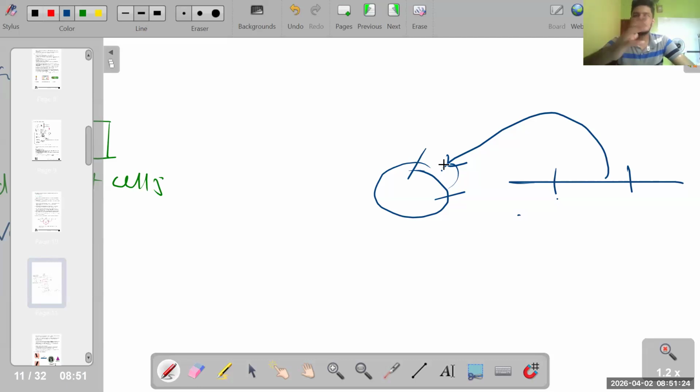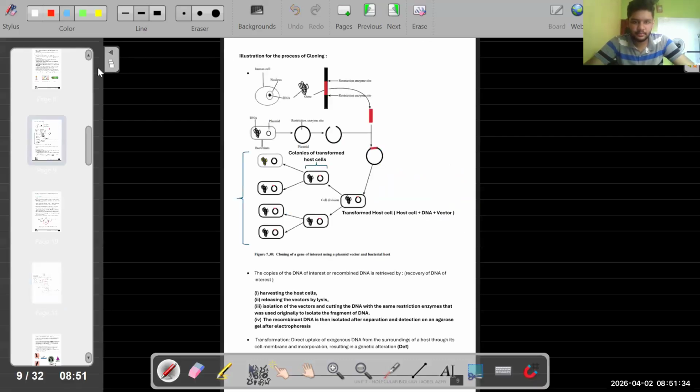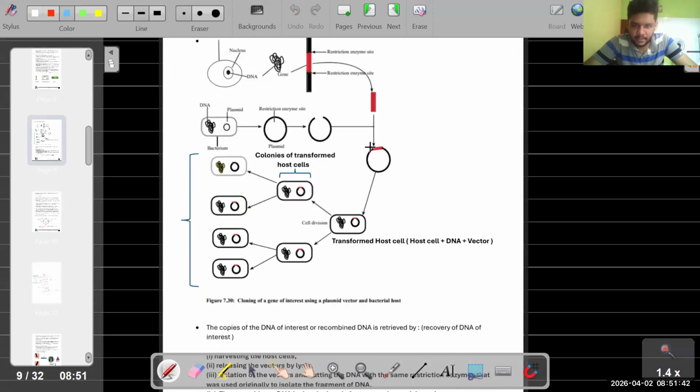Just by inserting a recombinant vector, why do we insert that recombinant vector? Can you remember this? Wait, I'll show the diagram. See here, can you remember why we inserted this? This is the recombinant vector. Why did we insert this into the host cell? At the end, we expect to form multiple recombinant vectors. Will you agree with that?